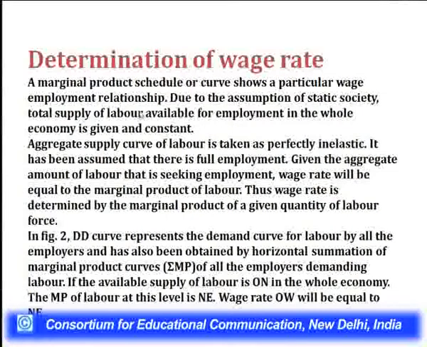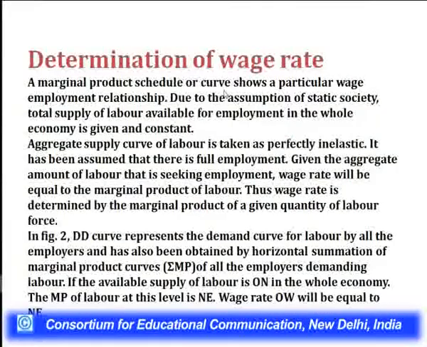Now, how is the wage rate determined? In the earlier figure, we showed that the wage rate was OW. From where did it come? So, for this purpose, we have to see how the wage rate is determined. A marginal product schedule or curve shows a particular wage employment relationship. Due to the assumption of a static society, the total supply of labor available for employment in the whole economy is given and constant. The aggregate supply curve of labor is taken as perfectly inelastic.